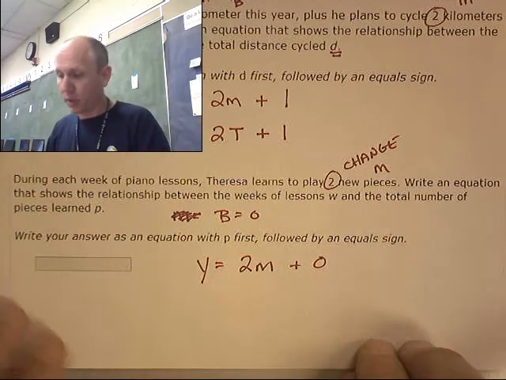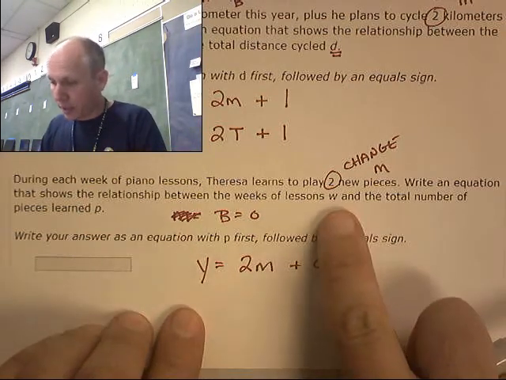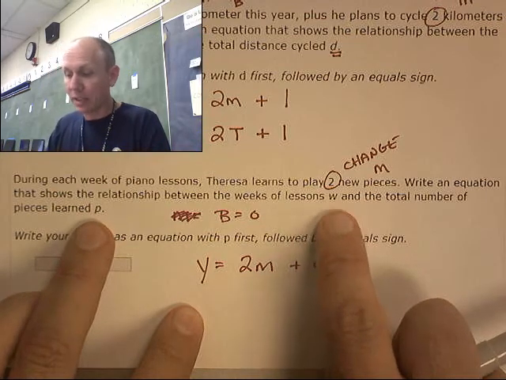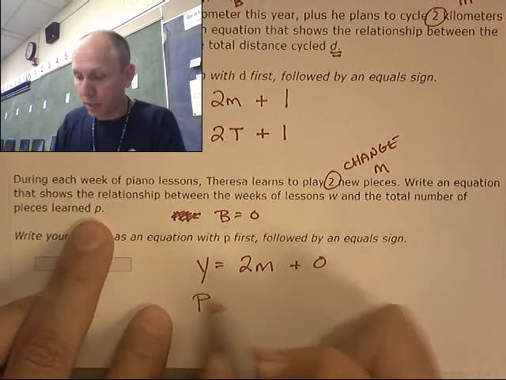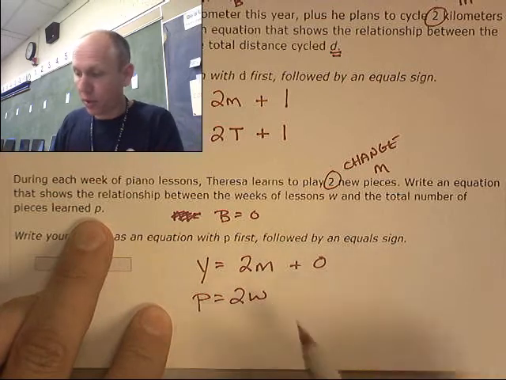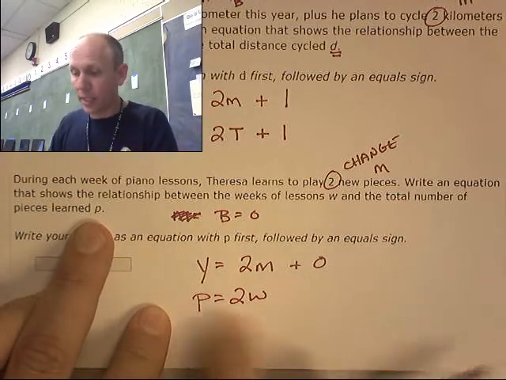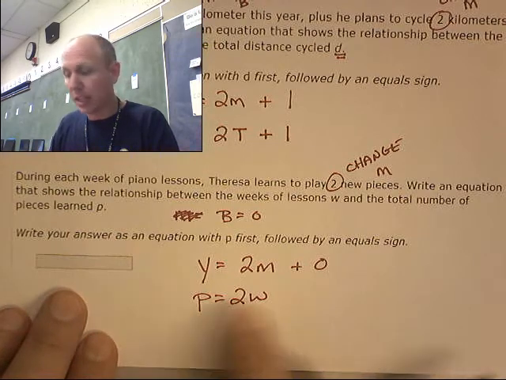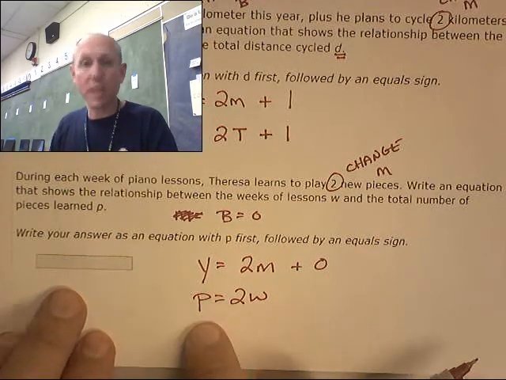Now let's figure out the variables. The total number of pieces learned is P, and the number of lessons is W. So pieces equals 2W. 1 lesson equals 2 pieces. 2 lessons equals 4 pieces. 10 lessons would be 10 pieces.